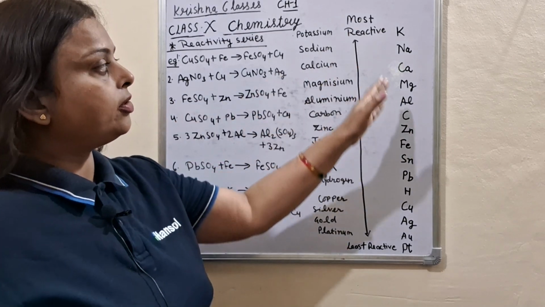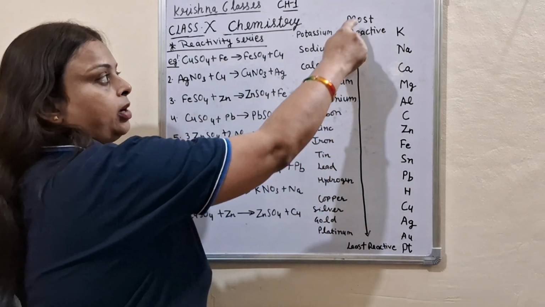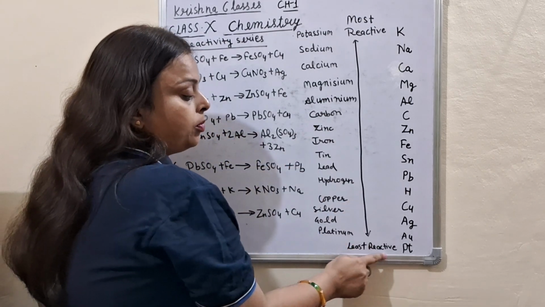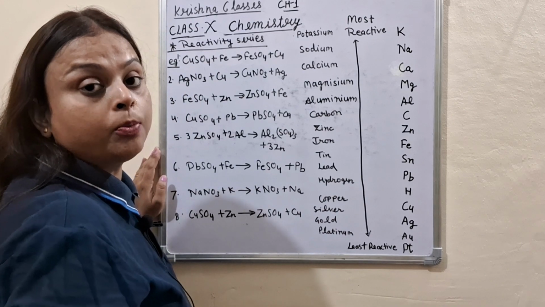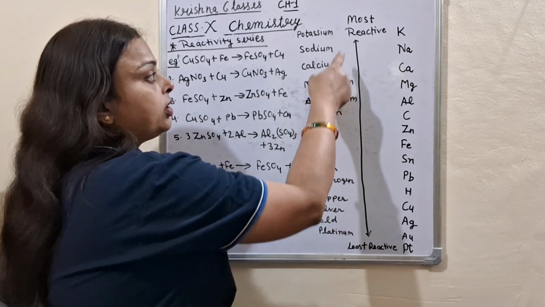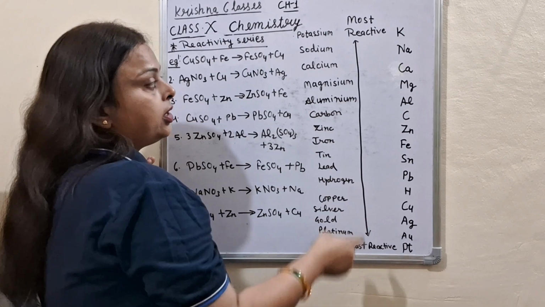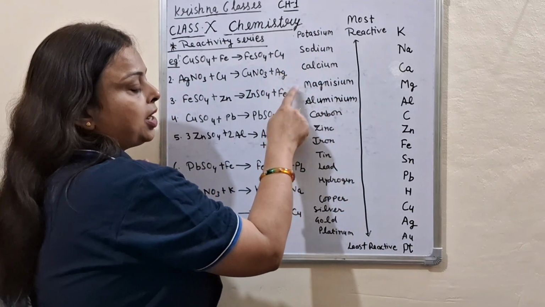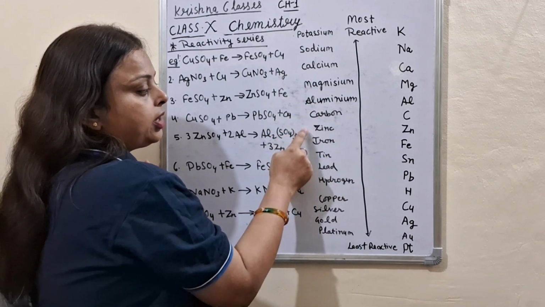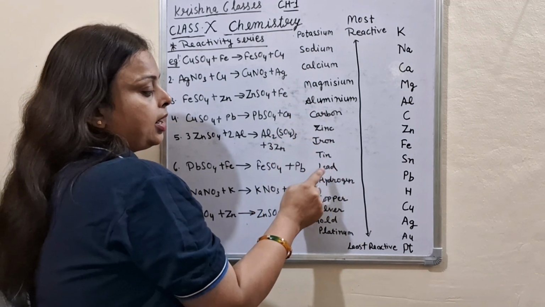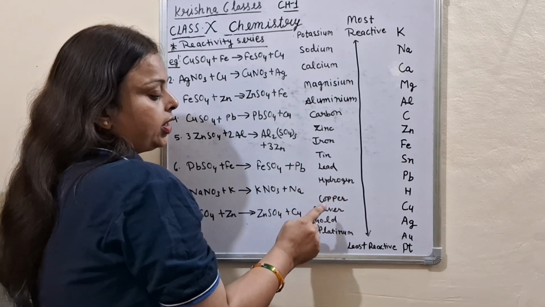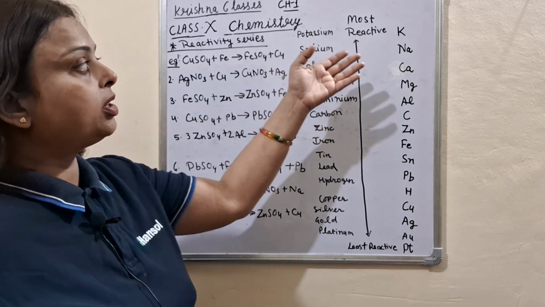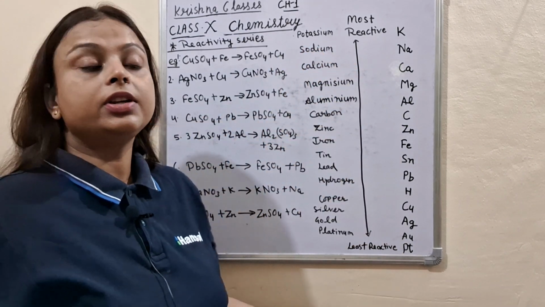So here is the reactivity series, and at the top potassium is most reactive, and at the bottom platinum is least reactive. So this is the reactivity series from top to bottom: potassium, sodium, calcium, magnesium, aluminium, carbon, zinc, iron, tin, lead, hydrogen, copper, silver, gold, platinum. The top is the most reactive and the bottom element is the least reactive.